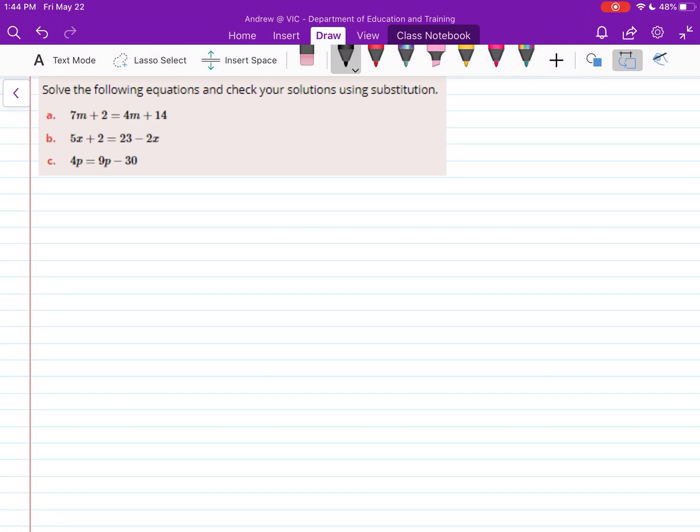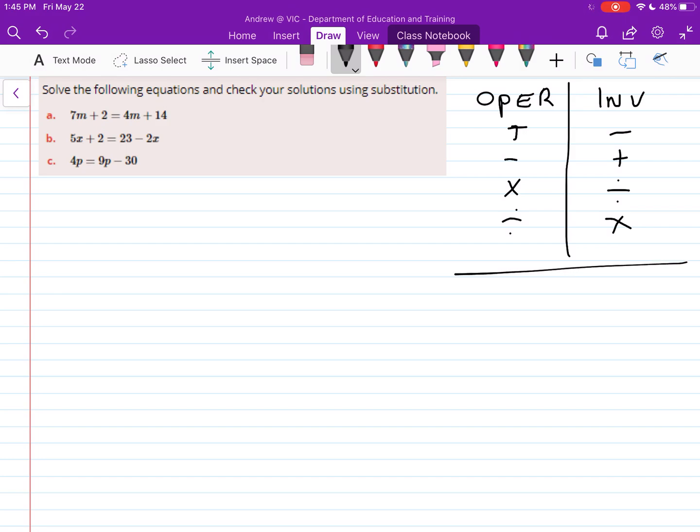So you have your operation, then the inverse. Just remember, if we have plus, the inverse is minus. If you have minus, the inverse is plus. Multiply, the opposite of multiply is divide. Divide is multiply. Okay, so just remember your operations and the inverse operations of them. So we'll get stuck into these.